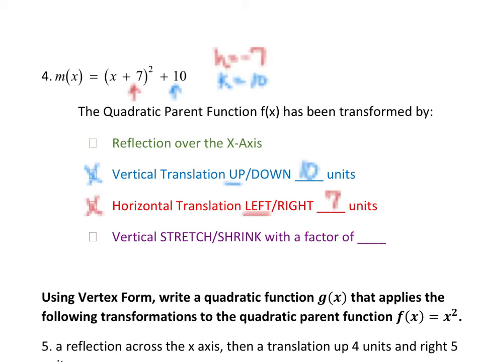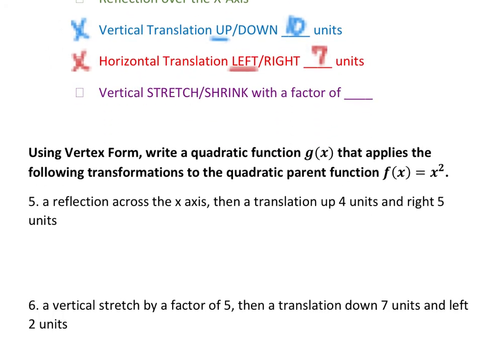How'd you do? This one is a vertical translation up 10 units because k is 10, and a horizontal translation to the left because h is -7. Plus sign in the inside, minus sign when you take it out. Cool, now we're just not going to spend forever looking at these graphs and talking about the transformations.